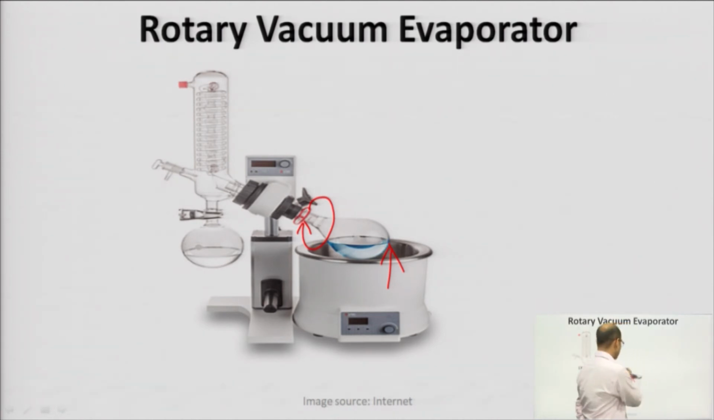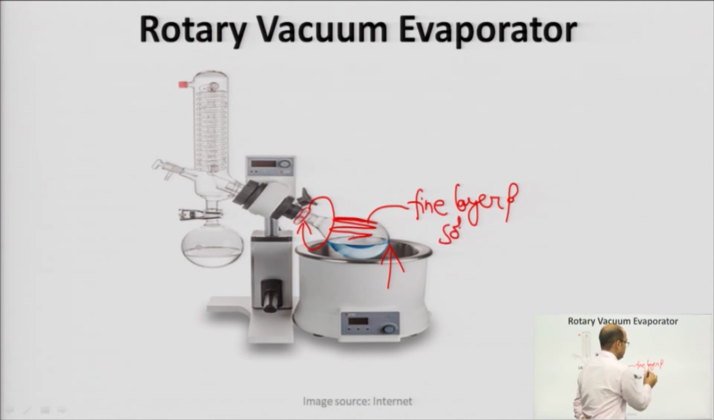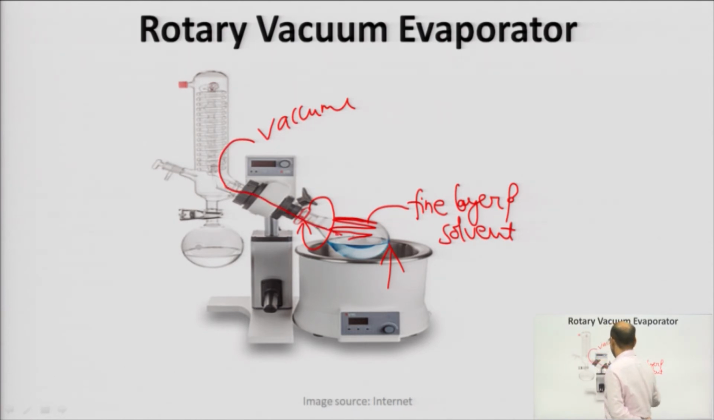So, as it rotates, a fine layer of solvent forms, and this fine layer of solvent gets evaporated, and the molecules of your solvent get evaporated. Simultaneously, we have also applied the vacuum. There is a mechanism of vacuum through this tube, and due to the vacuum our solvent vaporizes at a very low temperature, and due to this evaporation our phytoconstituent which might be thermolabile.